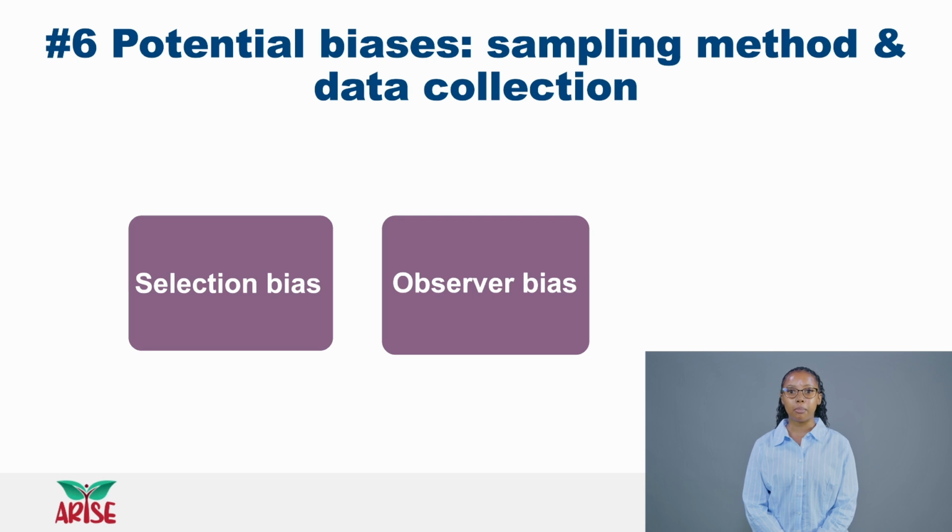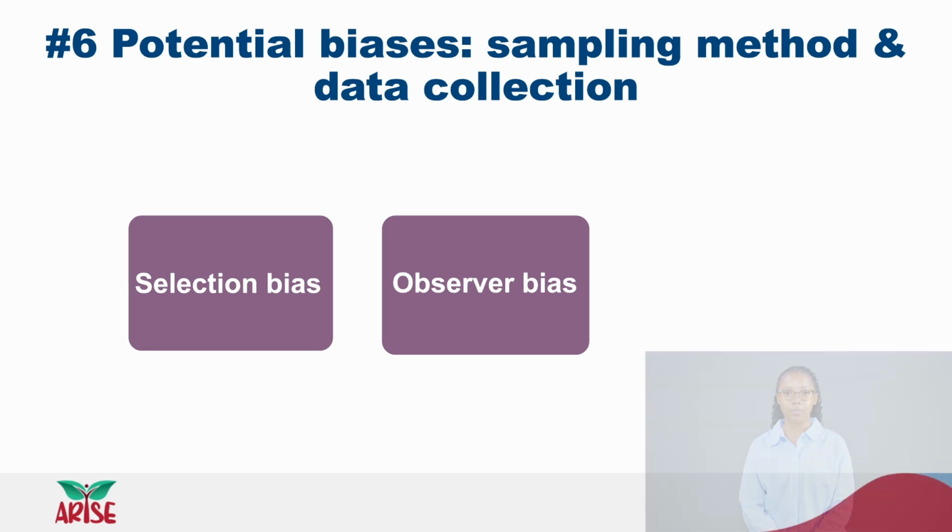Next, observer bias is a concern in case control studies when the person collecting the data unintentionally influences the results. This can happen because of their knowledge of a participant's status as being a case or control.